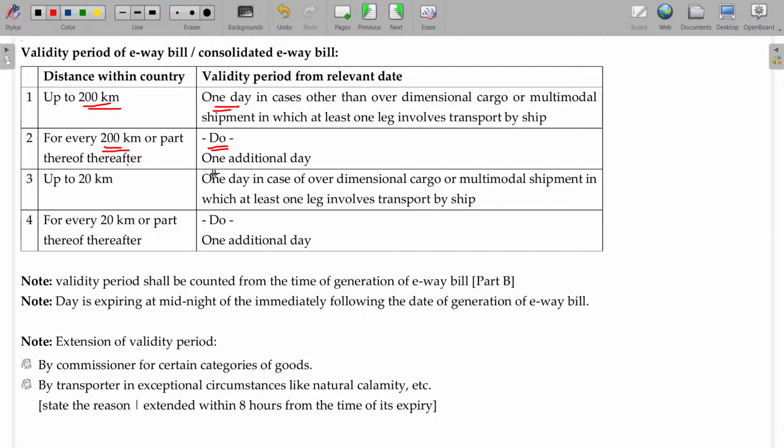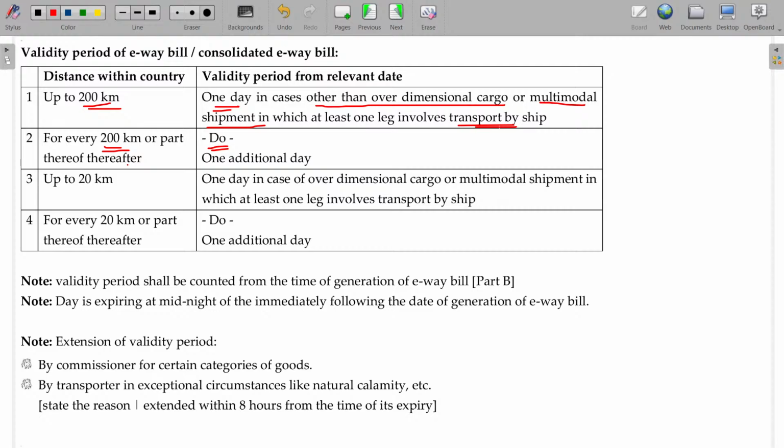Provided the goods are transported other than over-dimensional cargo or multi-modal shipment, in which at least one leg involves transport by ship. Lorry with 4 wheels, if you go on the Chennai bypass, once I crossed a tanker lorry like a trailer, which had around 60 tires on both sides. So those are called over-dimensional cargo. And for that it moves very slowly.